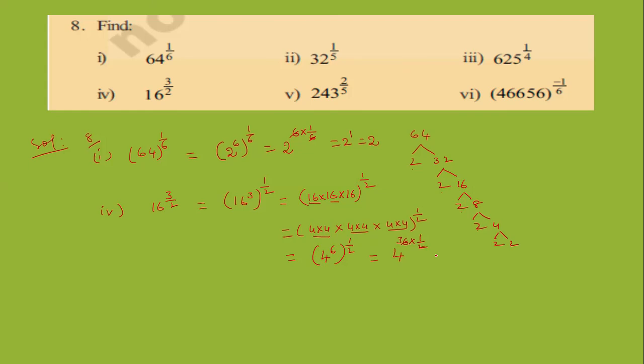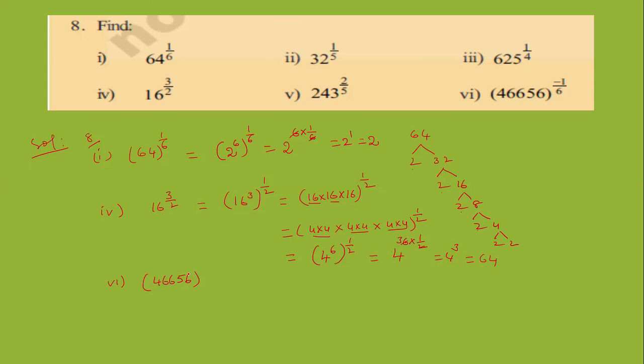Now you write one like this: 4 to the power of 6 into 1 by 2. (a to the power of m) to the power of n is equal to a to the power of mn. Here m is 6, n is 1 by 2. 2 ones are 2, and 2 threes are 6, so 3. So 4 cube. You simplify in this manner. 4 cube means 4 into 4 into 4, 3 times, that is 64. Okay. In this manner, you may do the fifth one also like this. Now I will do the sixth question.